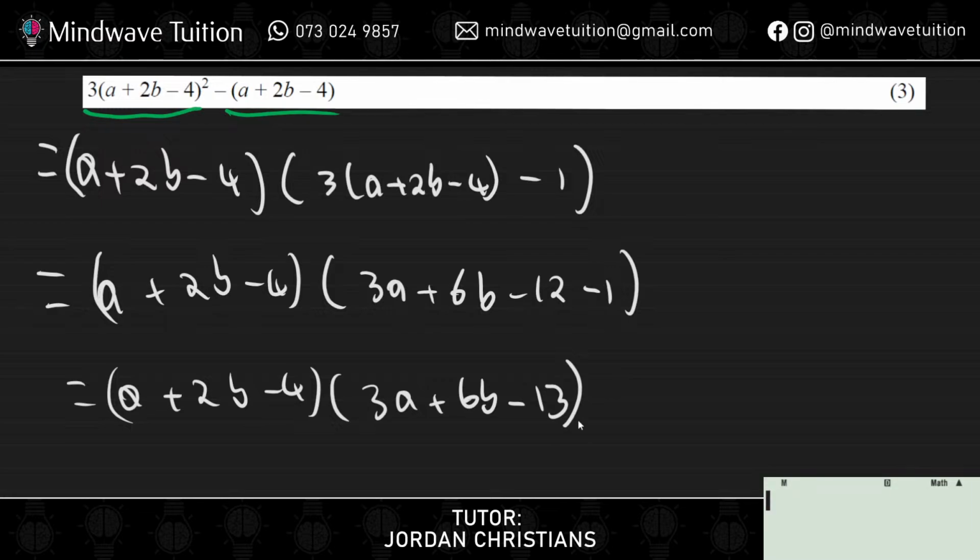It may look like in the second bracket you can take out 3, but remember 13 is a prime number, so the only factors it can have will be 13 and itself.